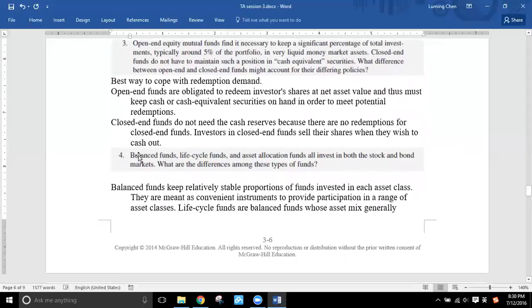Number 4, balanced funds, life cycle funds, and asset allocation funds all invest in both the stock and bond markets. What are the differences among these types of funds? Balanced funds keep relatively stable proportions of funds invested in each asset class. They are meant as convenient instruments to provide participation in a range of asset classes.